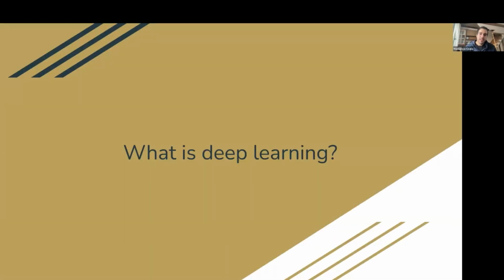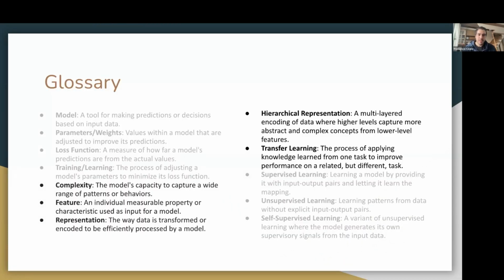Now let's jump into the central question of our discussion. What is deep learning? What are the foundational aspects, characteristics of deep learning? Some more words here. We will still keep the complexity word. This will still be very relevant in this section. We introduce the word feature, which is an individual measurable property or characteristic used as input for a model, or anyway describing somehow the input that we have for a model.